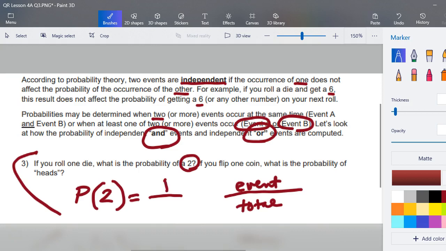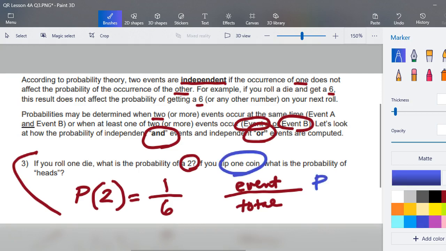Well, since there is only one side that has a 2, but yet there are 6 total sides, we say that the probability of getting a 2 on one roll is 1 out of 6. Similarly, we'll come over here and talk about the second one.